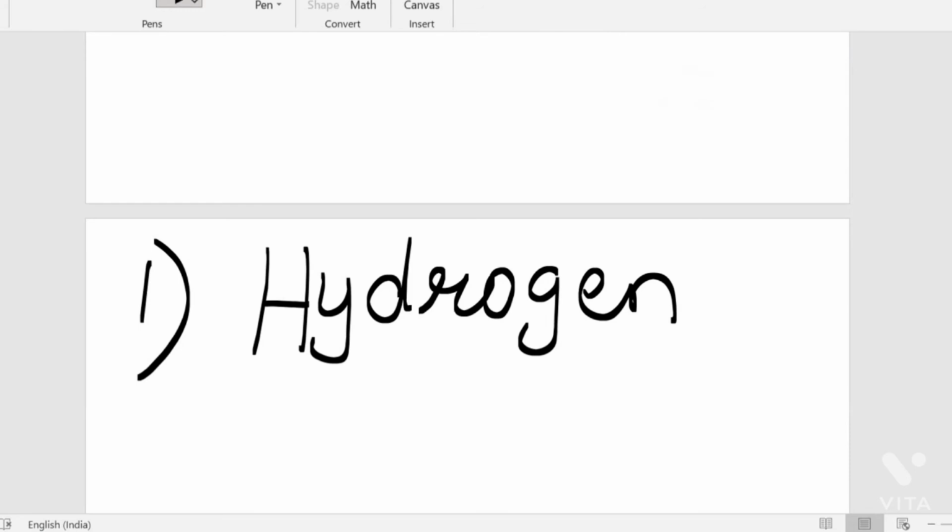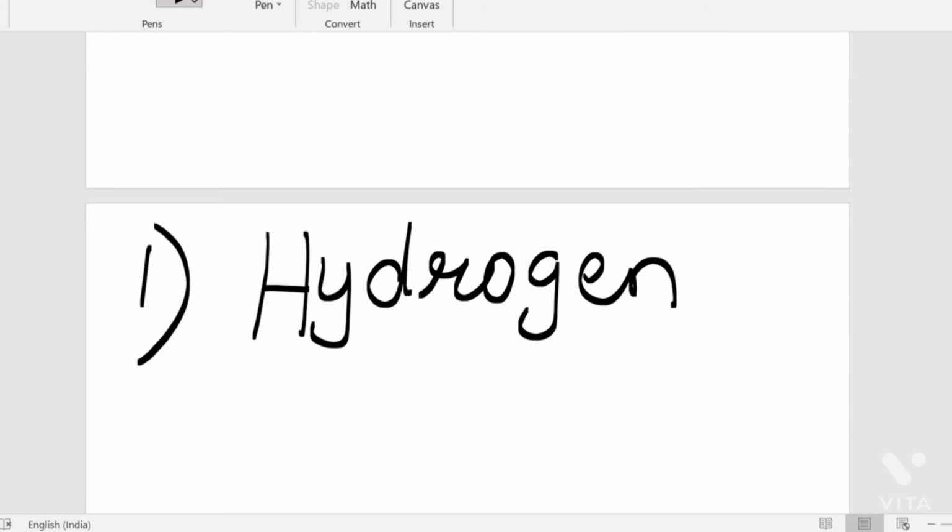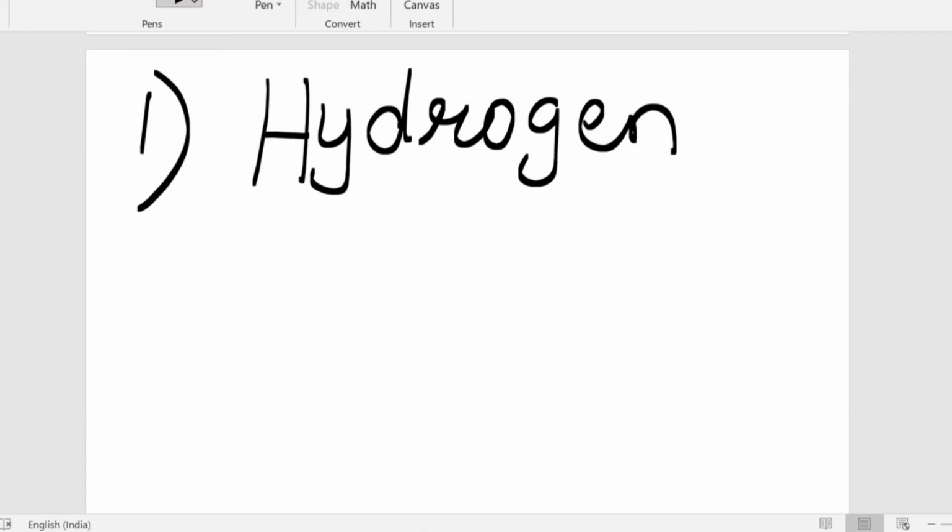So first, hydrogen. I have to represent hydrogen by its symbol, that is capital H. On the top, I have to write its mass number. Mass number always has to be written. What does mass number mean? It is represented by the capital letter A, that we have seen in the last video. Then capital Z represents the atomic number.